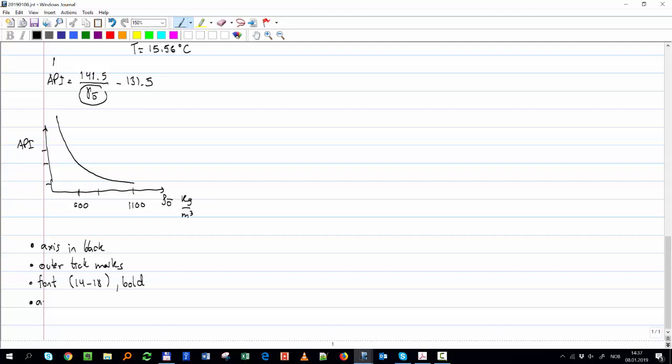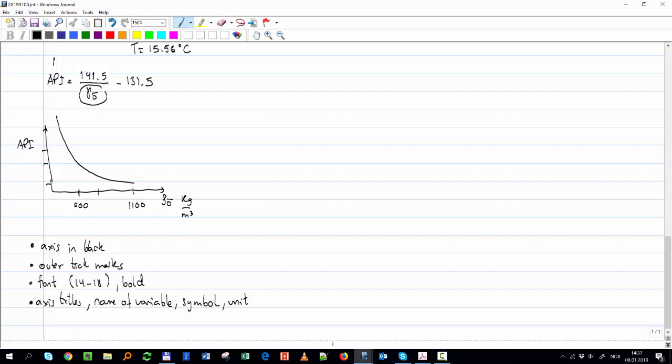For the axis titles, you have to have first the name of the variable, then the symbol that I use. For example, here I will put oil density, comma, raw oil, comma, and finally the unit that I'm using.